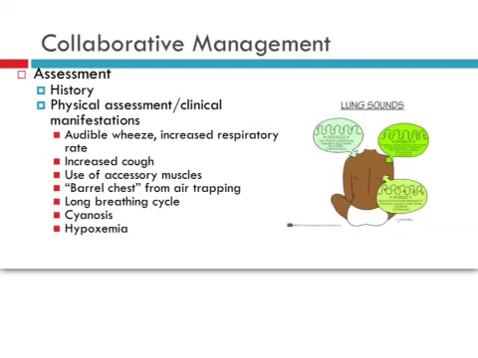Collaborative management, of course, you're going to do some assessment. A lot of the common things that you would hear with asthma, if there's a narrowing, of course, wheezes, okay, sometimes stridor. You do physical assessment, clinical manifestation, like I mentioned: increased respiratory rate, audible wheezes. There's coughing because your body tends to try to get that extra mucus out of there. They use a lot of their accessory muscles. They have barrel chest from air trapping, long breathing cycles, and it's not uncommon to see some cyanotic skin coloration and hypoxemia.